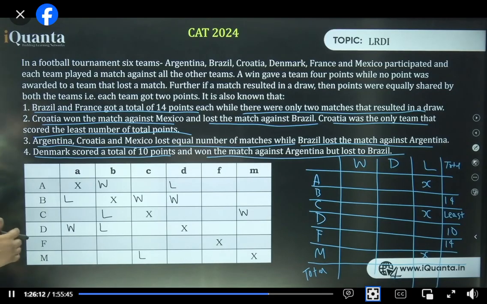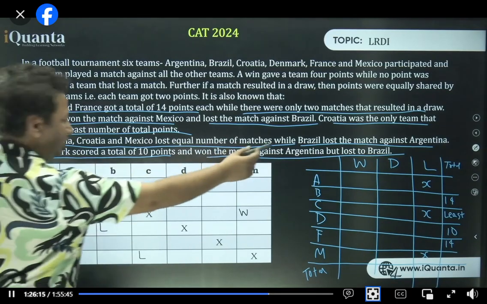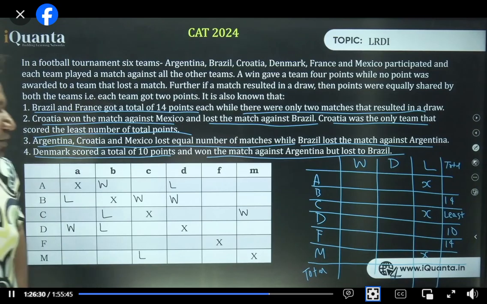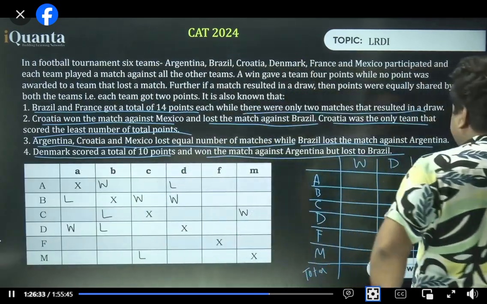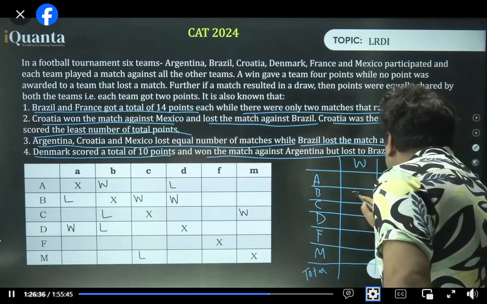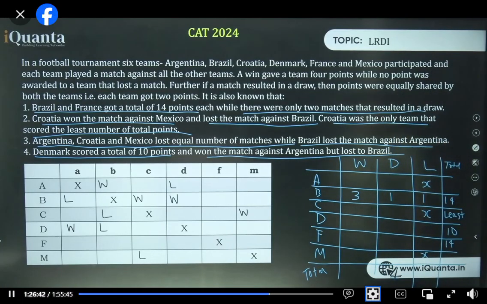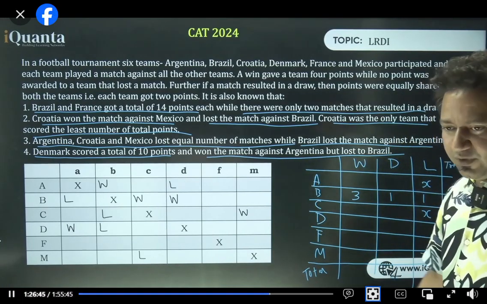How D against D lost against B? It's written, no? Denmark lost to Brazil. It's given in the question. Okay, so let's try to fill in the things which we can fill with the given information. 14 points. How can one get 14 points? By winning 3 matches, drawing 1 match and losing 1 match. Is that right? 3 4s are 12, 1 2 is 2, 1 0 is 0. Total is 14.